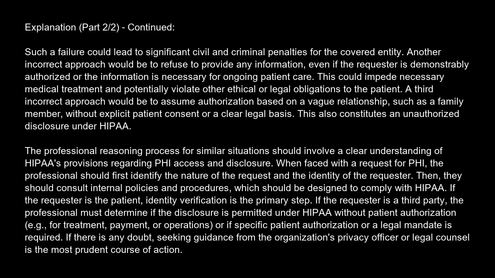A third incorrect approach would be to assume authorization based on a vague relationship, such as a family member, without explicit patient consent or a clear legal basis. This also constitutes an unauthorized disclosure under HIPAA. The professional reasoning process for similar situations should involve a clear understanding of HIPAA provisions regarding PHI access and disclosure. When faced with a request for PHI, the professional should first identify the nature of the request and the identity of the requester. Then they should consult internal policies and procedures, which should be designed to comply with HIPAA.